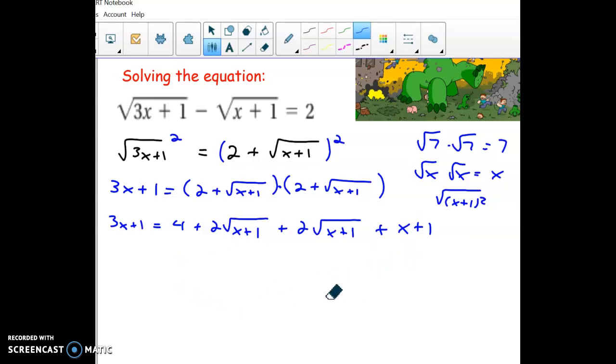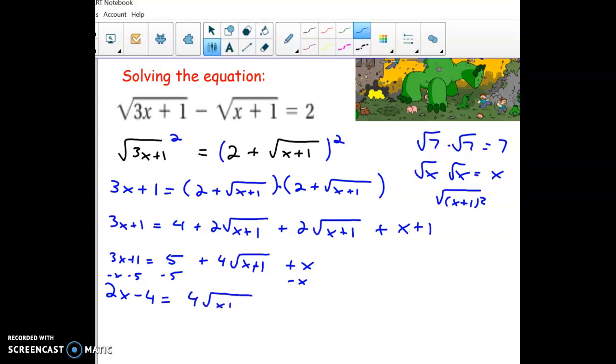All right, so now we got to start cleaning up and isolate the other radical. So let's just do 4 plus 1 is 5, and then 2 of these plus 2 more is 4. And we still have the plus x on the end. Okay, and now get this thing alone. So that's minus x and minus 5. So we'd have 2x minus 4. I'm minusing 5 and minusing x. Trying to save space here.